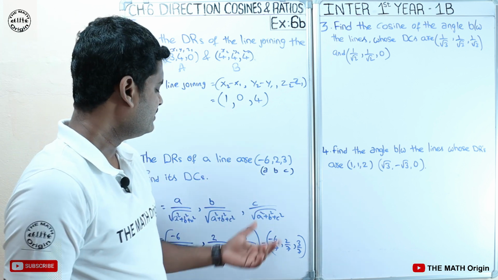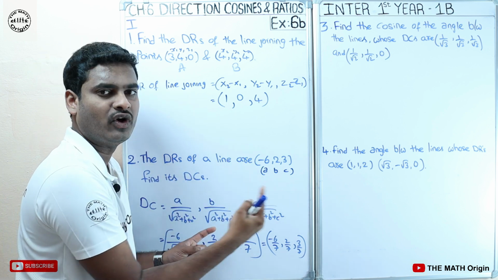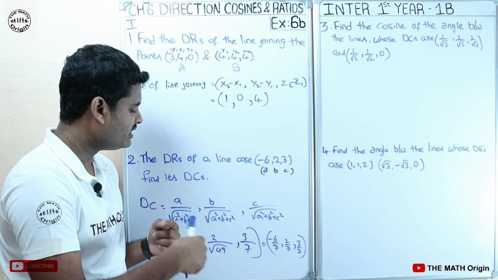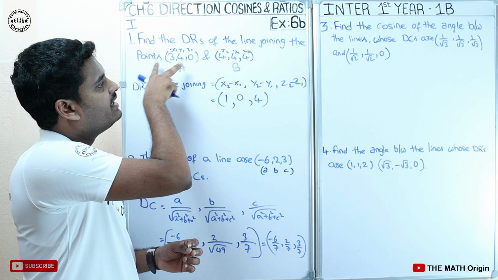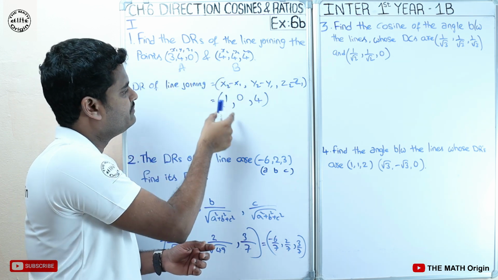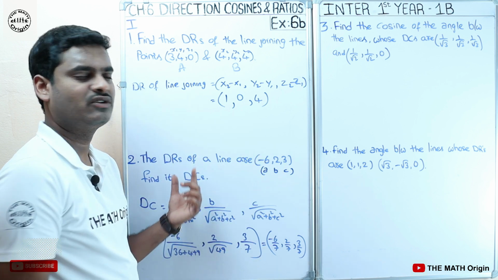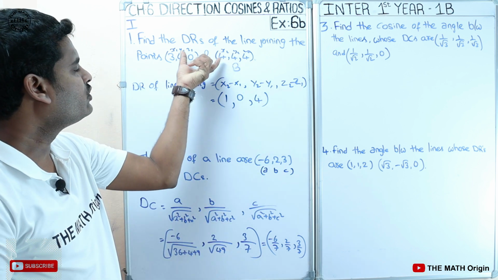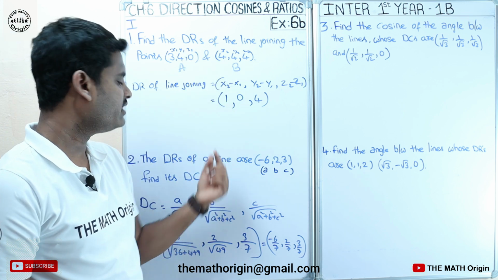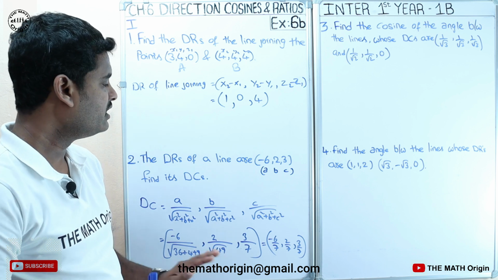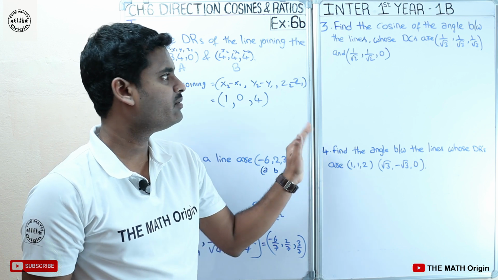In the same format, if 2 points are given, to find the direction cosines we have the formula x2 minus x1. Earlier we found x2 minus x1 and got the direction ratio of the line joining. From that we can find the direction cosine. Similarly, if 2 points are given, from that we can derive a single direction ratio, and with that direction ratio we can find the direction cosines. Don't get confused, it's quite easy. Let's do each and every problem in detail.